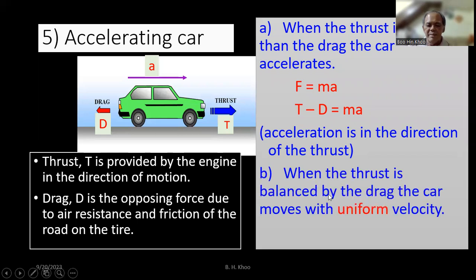When the thrust is balanced by the drag, T equals D, then the car moves with constant velocity. Right? As the car accelerates and velocity increases, the drag will increase with velocity. At a certain stage, you cannot accelerate anymore when the thrust equals the drag. Then the car is moving with constant velocity, which we'll study later on in this topic. This is called equilibrium. T equals D.